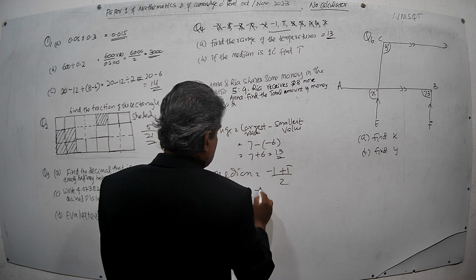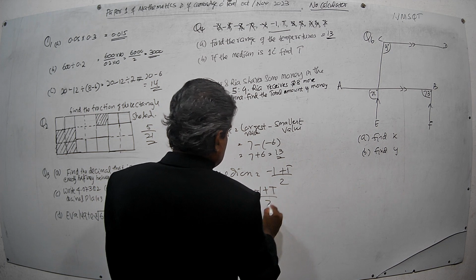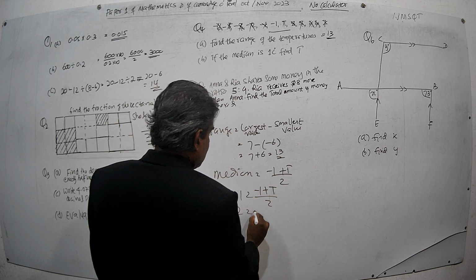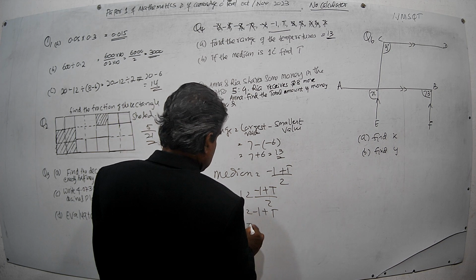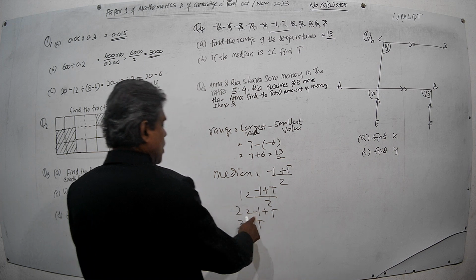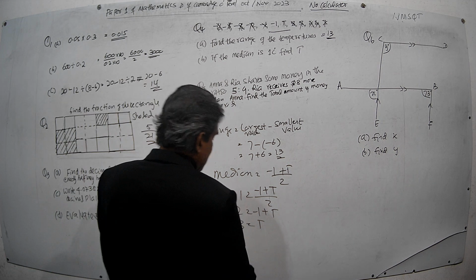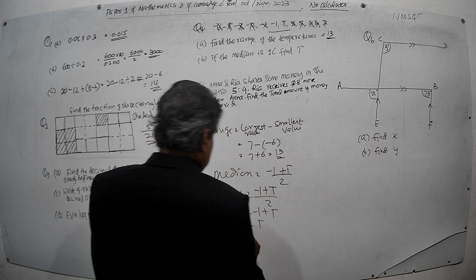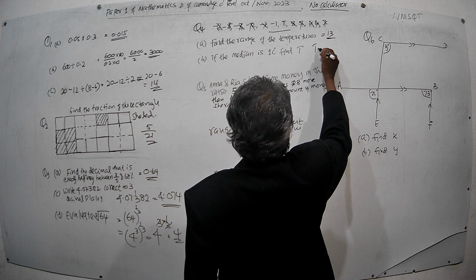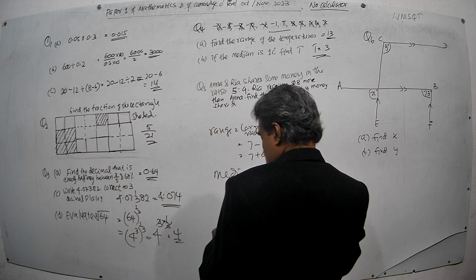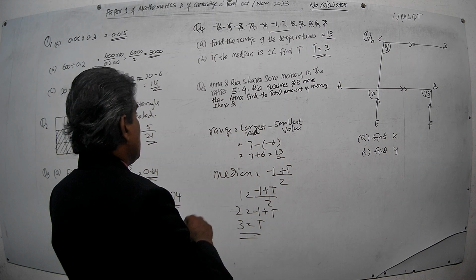We'll put 1 here: 1 equals minus 1 plus t over 2. Then take 2 to this side and multiply: 2 equals minus 1 plus t. Then take minus 1 to this side, it becomes plus 1, so 2 plus 1 is 3. Then t equals 3. Okay. That is also found. Then go to the next one. What is the next one?